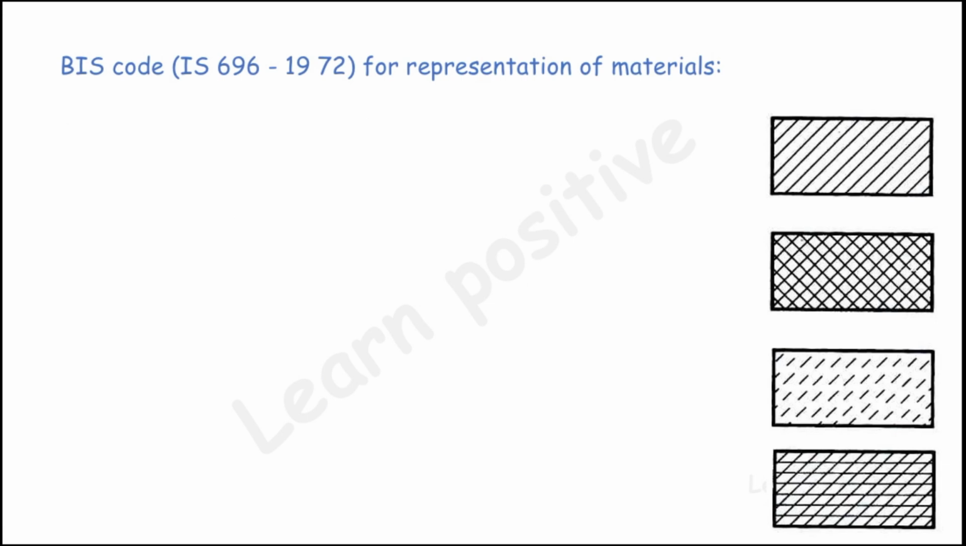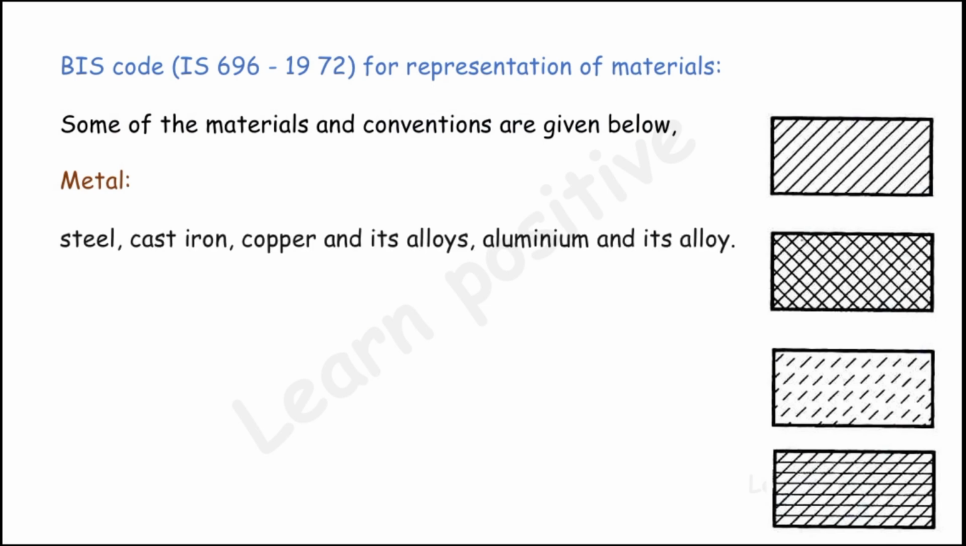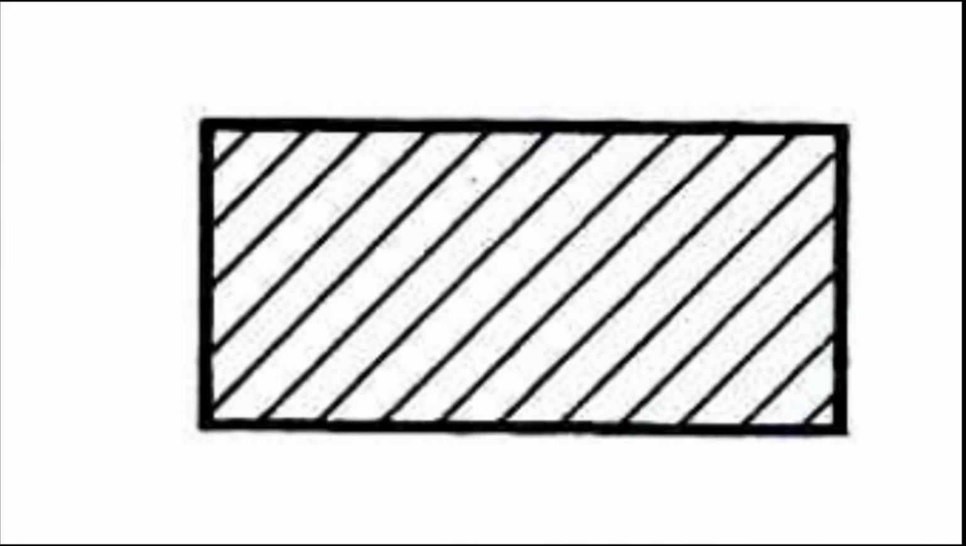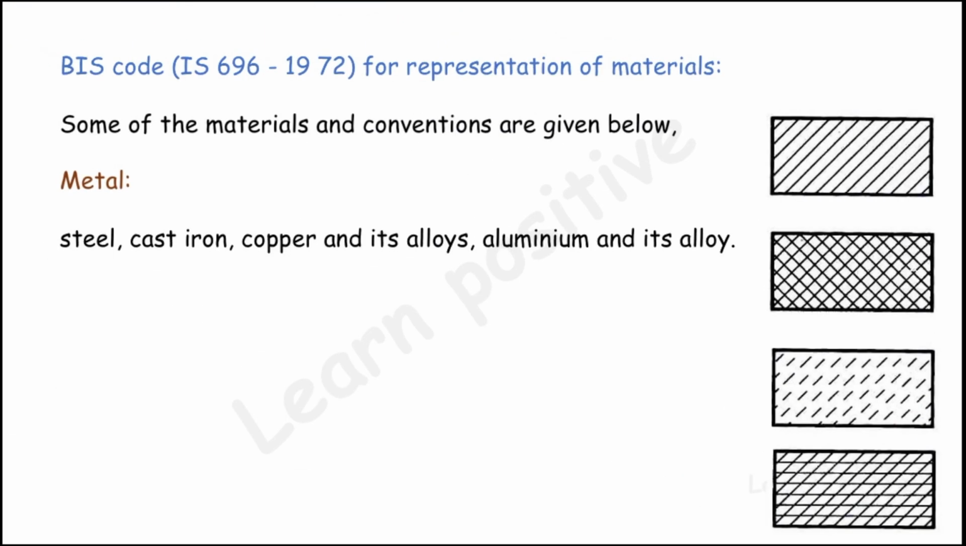Now we are going to see the BIS code, as I said before, for the representation of the material. Some of the material conventions are given below. The first material is metal. In metal we have steel, cast iron, copper and its alloy, aluminum and its alloy. For steel, cast iron, copper alloy and aluminum alloy, we use the section like this, the 45-degree line. We use this kind of hatching lines for steel, cast iron, copper, copper alloy, aluminum and aluminum alloy.